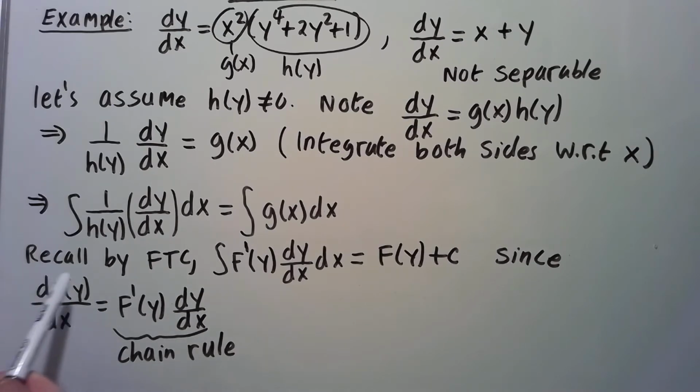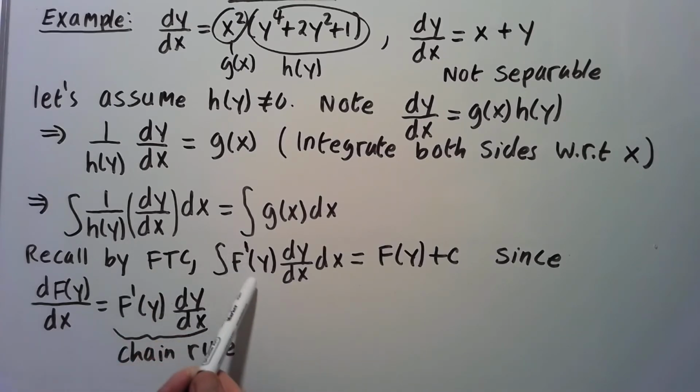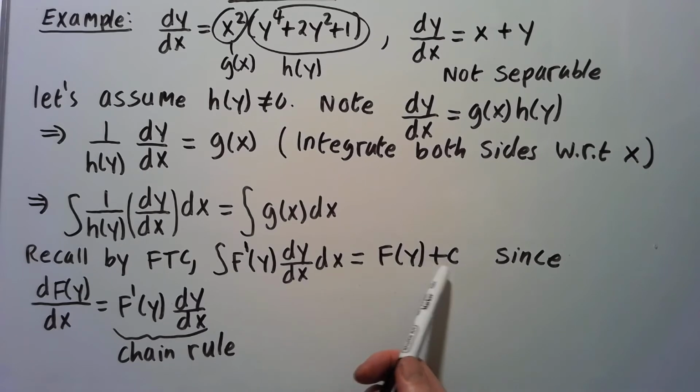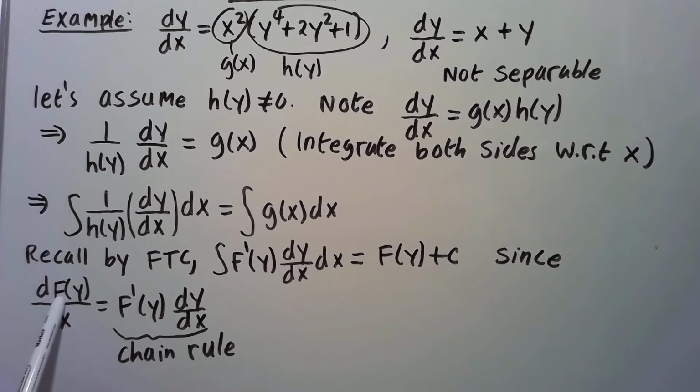Let's recall by the FTC, the fundamental theorem of calculus, that the integral of big F prime of y dy/dx, integral with respect to x, will be big F of y plus some constant. The reason for that is if you took the derivative of big F with respect to x, using the chain rule, it's going to be the derivative of big F times dy/dx, which is this guy. So big F of y is the antiderivative of this guy.